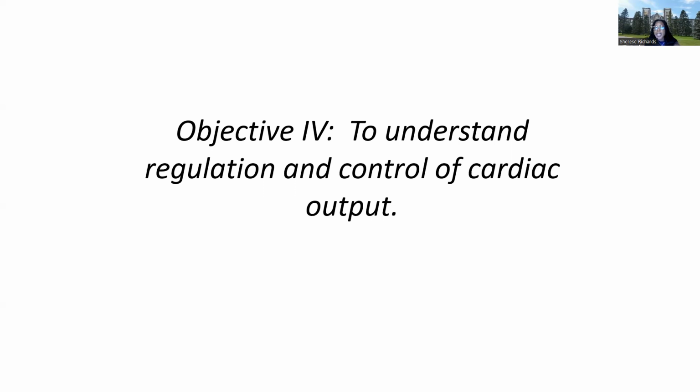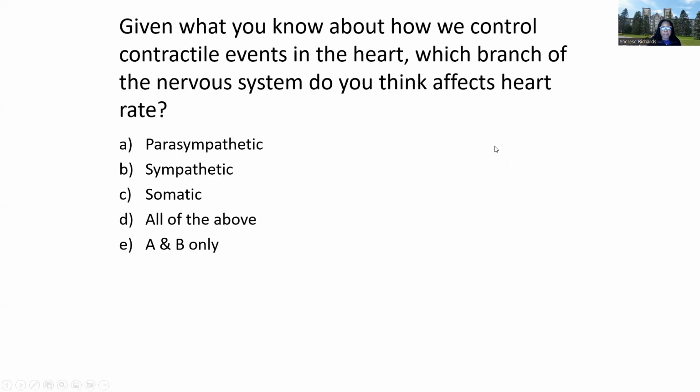So how do we speed up the heart rate? How do we slow it down? What are the hormones that are involved? What are the divisions of the nervous system, so the sympathetic, parasympathetic, and how does that affect the heart rate and rhythm? So we'll talk about the regulation and control of the cardiac output. And we want to begin by looking at a practice question here.